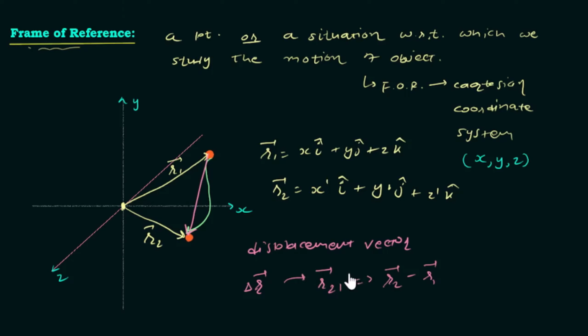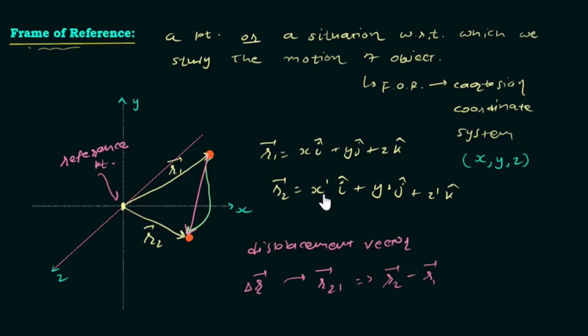This particular origin is known as the reference point. With respect to this reference point, we study the motion of the object. In this motion, our object displaces from this particular point to here. So that's all for the frame of reference.